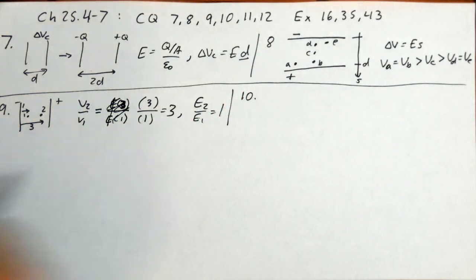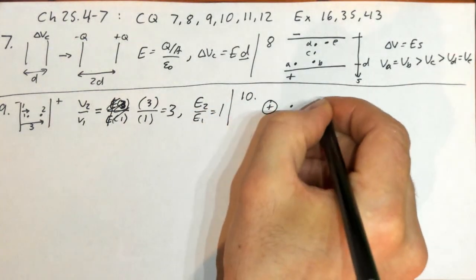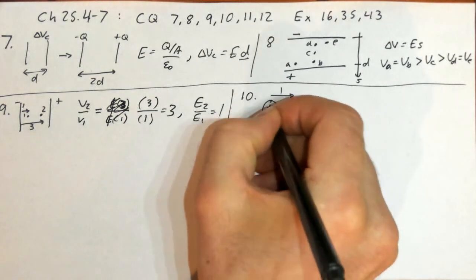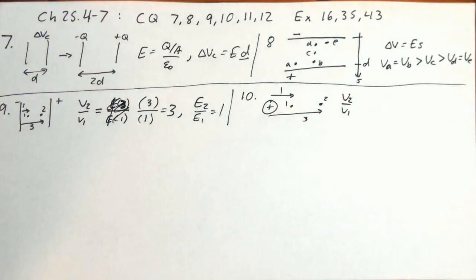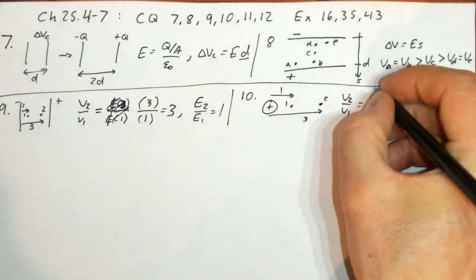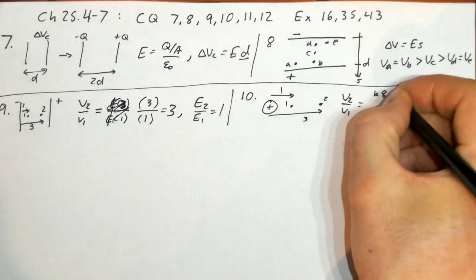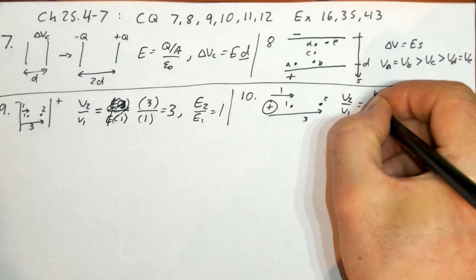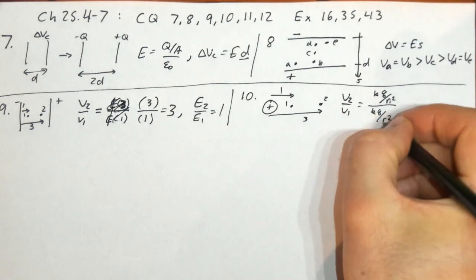Okay, so this is a similar question, only now we have a point charge, and we're measuring 1 millimeter away and 3 millimeters away. We're asking the same question, what is V2 over V1? Well, what does the potential of a point charge depend on? Very good. It depends on the inverse of the distance from the point charge. So it's KQ over R squared. Okay, and so this would be R1 and R2.